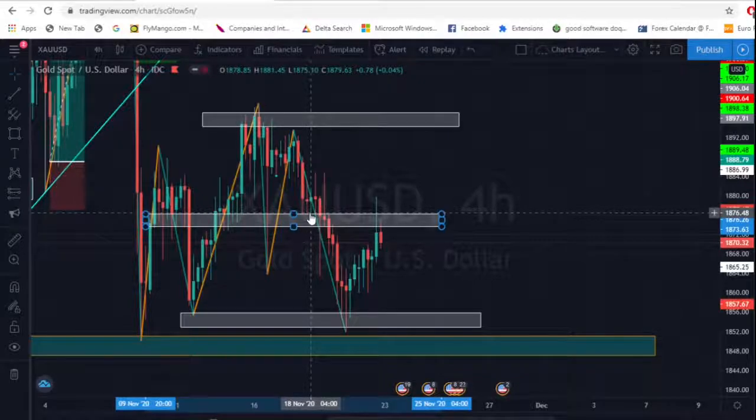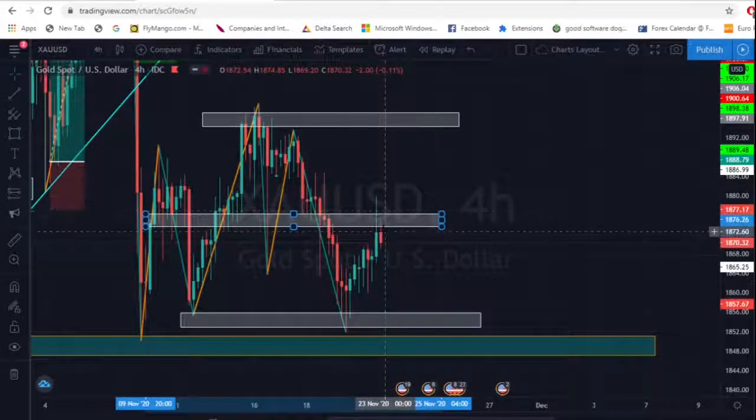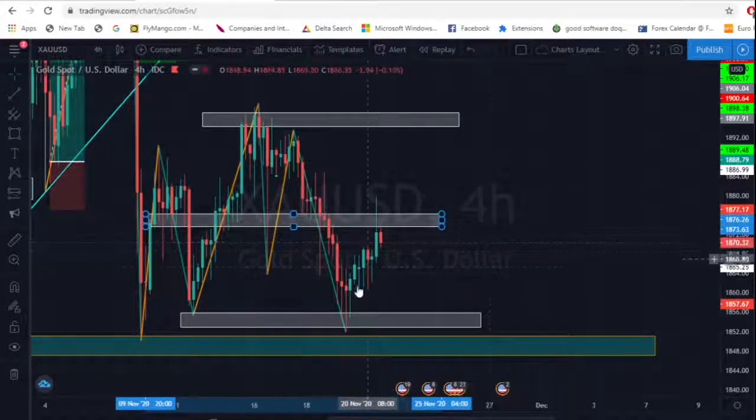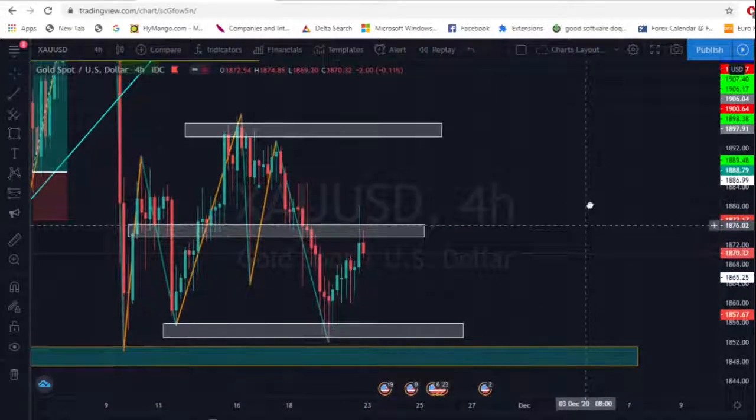Look what happens here again, it used it as support before breaking it. There was a lot of rejection here and it broke it, so now it's here again. This is a zone that can be broken, yes, but it is a zone that is very important that we cannot ignore. So I'm looking at this and looking at the candle formation.